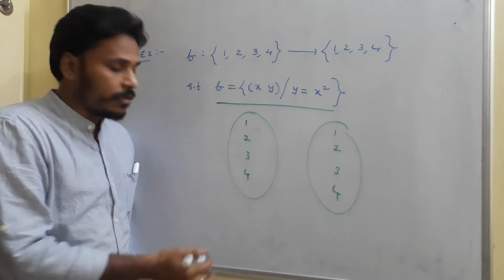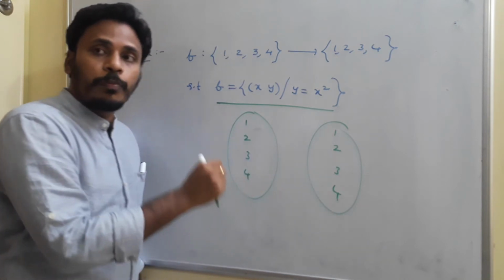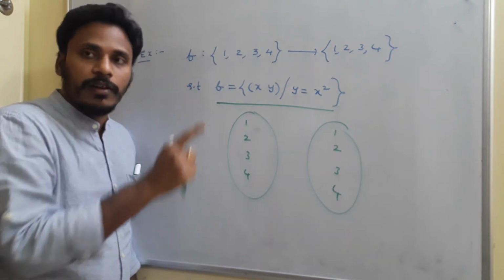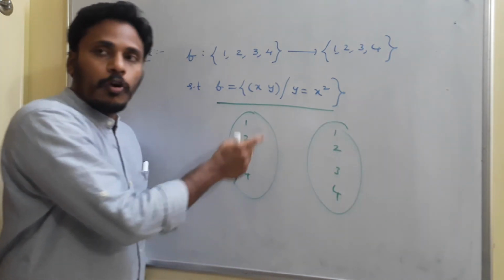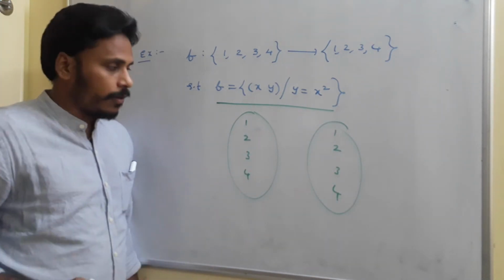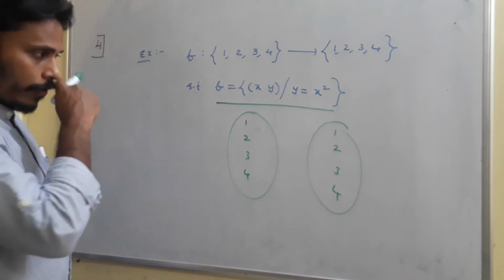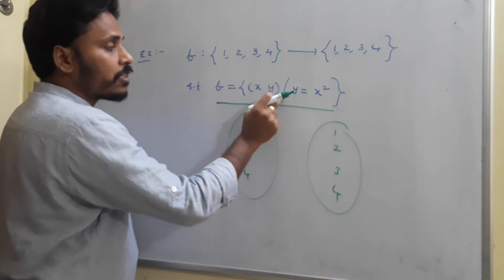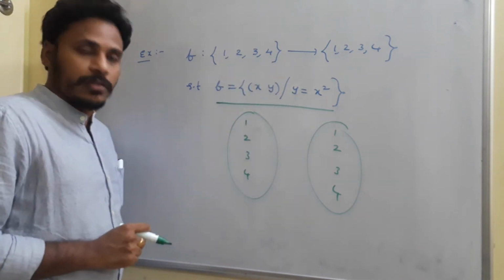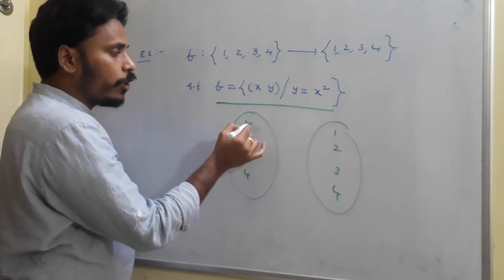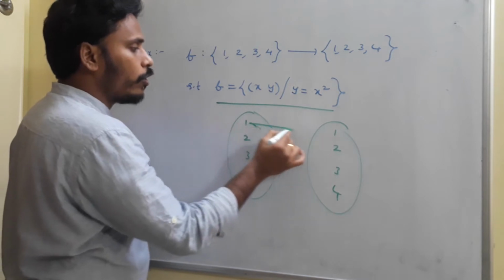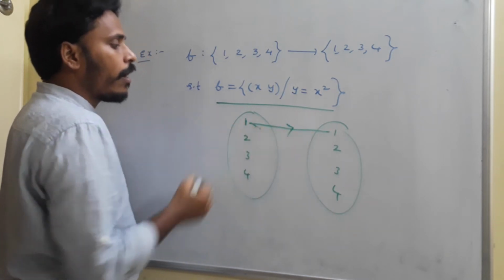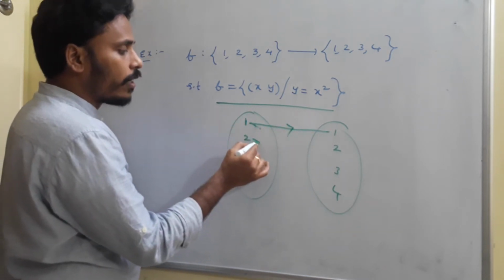How many relations? These are 2 power 4 into 4, 2 power 16 relations. Among those, some are functions, and the number of functions is 4 power 4, because the number of elements is the same. Among those functions, the rule of the function here in particular is y is equal to x square. So we need to connect 1 to its square. We know the square of 1 is 1 itself. Whereas 2, we need to connect it to 4.